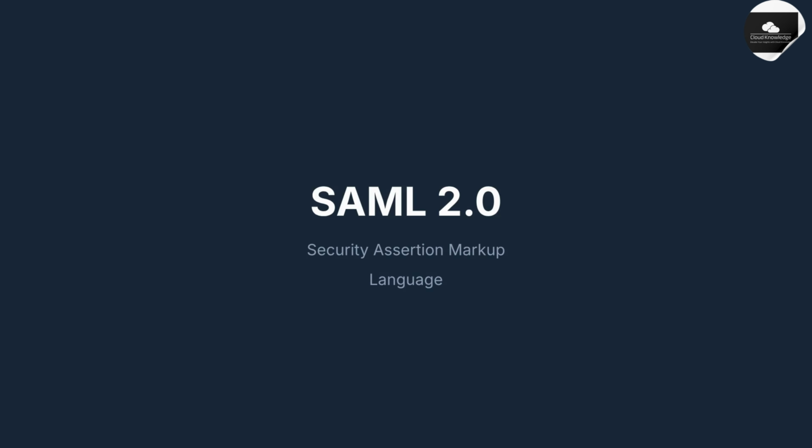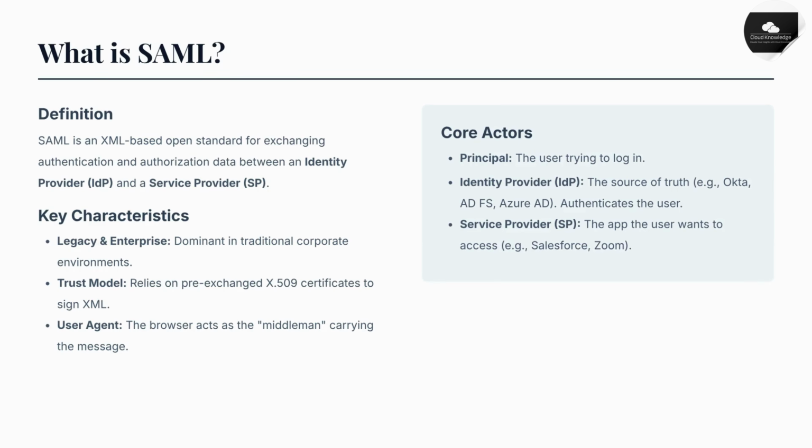We begin our protocol deep dives with SAML 2.0, which stands for Security Assertion Markup Language. SAML is an XML-based open standard for exchanging authentication and authorization data between an identity provider, or IDP, and a service provider, or SP. It is dominant in enterprise environments and relies on pre-exchange certificates for trust.